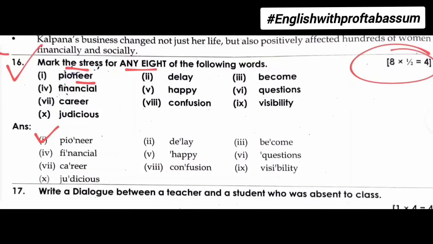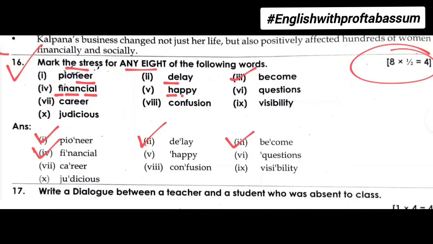Next word is delay. In delay, DE is a weak prefix. So again you need to mark stress after the weak prefix, that is DE. Third word is become. BE is again a weak prefix. So after BE you must mark stress. Then the next word is financial. So words that end with IAL and ION mark stress on the second last syllable from behind. So financial. So the second last part is after FI. So there you'll mark the stress.